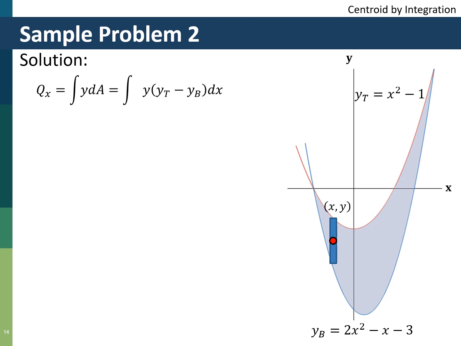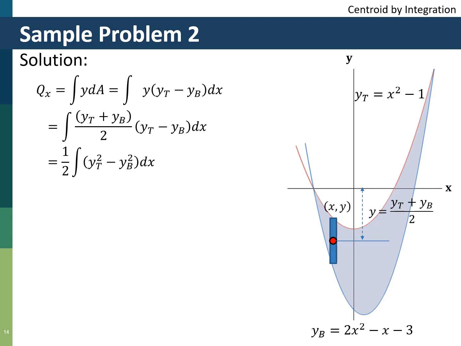The first moment of the area with respect to the x-axis is equal to the integral of y dA, where dA is equal to y sub t minus y sub b times dx. Y is the distance of the centroid of the horizontal strip to the x-axis, and it is equal to y sub t plus y sub b all over 2. We now substitute the value of y in the equation. Y sub t plus y sub b and y sub t minus y sub b are the factors of the difference of their squares.